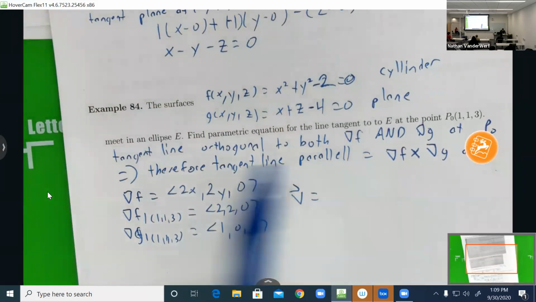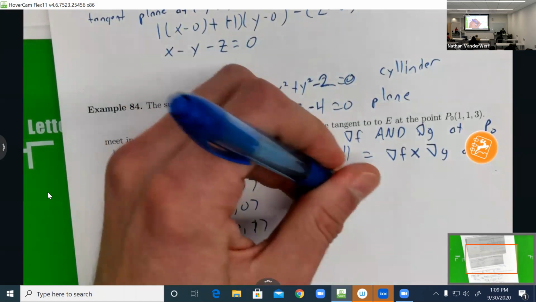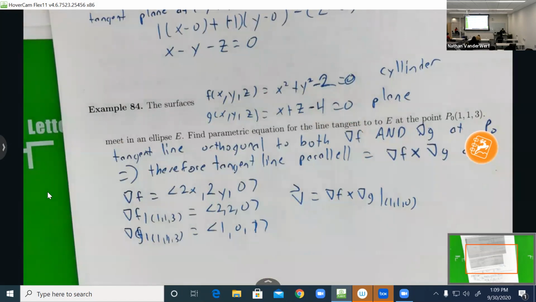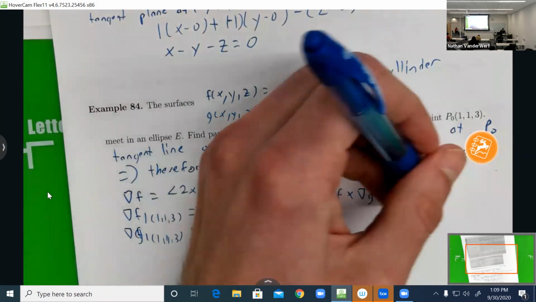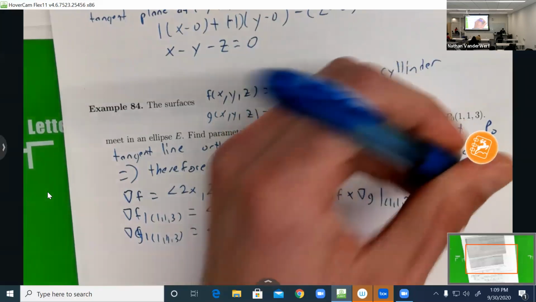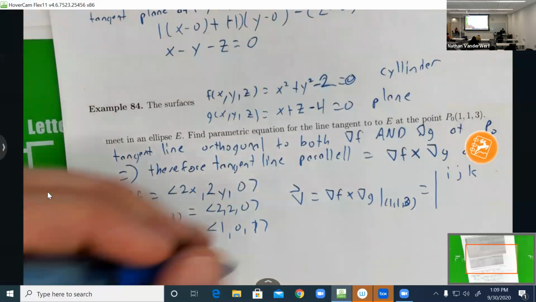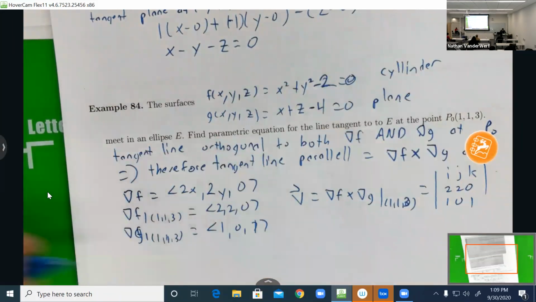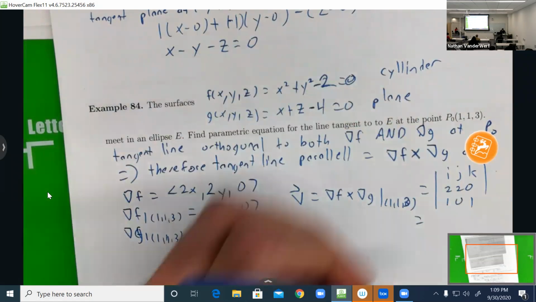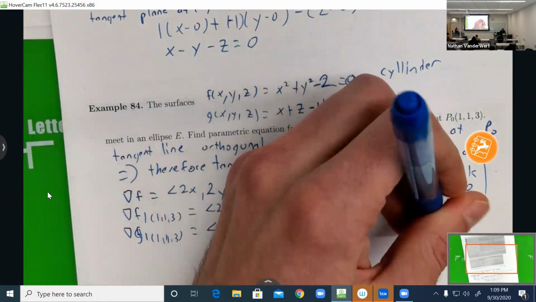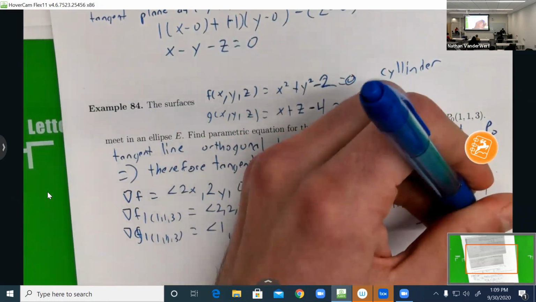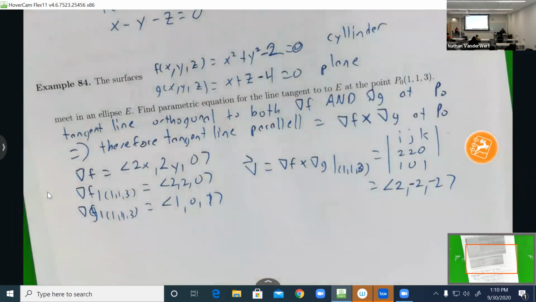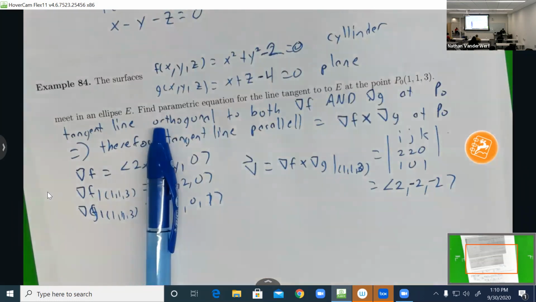So our v then is the gradient of f cross the gradient of g at (1, 1, 3). That's going to be this whole determinant with i, j, k, 2, 2, 0, 1, 0, 1. If we calculate this out, we're not going to do it right now, but we're going to get (2, -2, -2), which I assume we can all do by this point. And then it asks for the parametric equations.